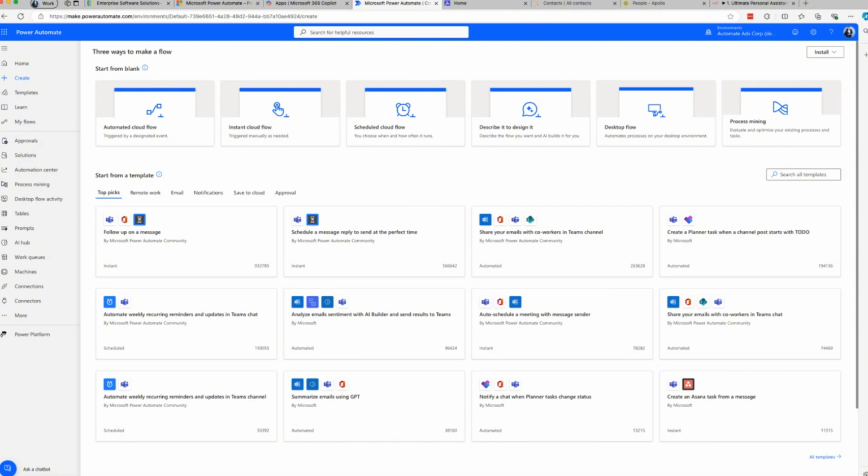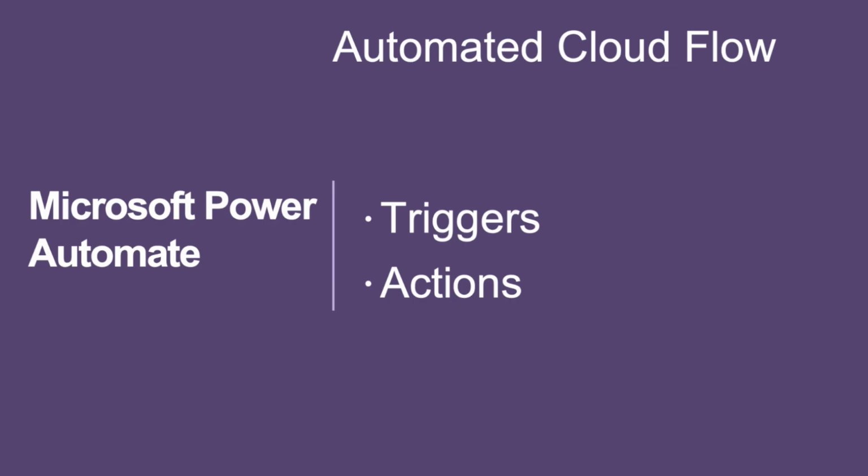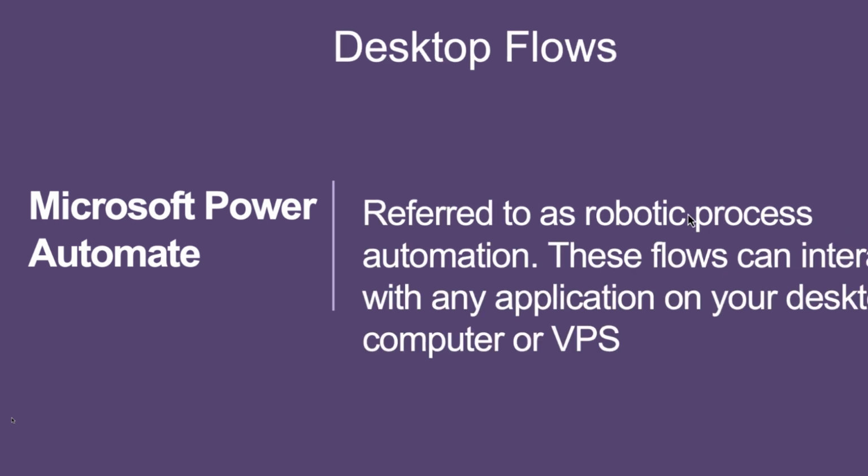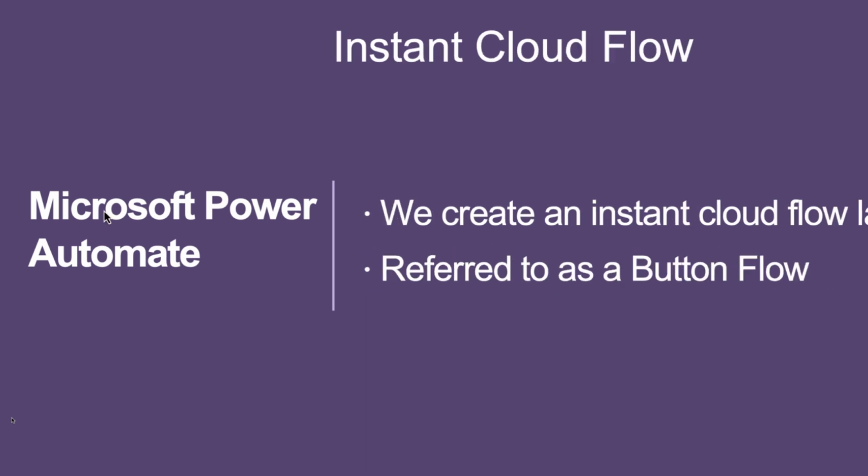So next up is the instant cloud flow, which is this one. Unlike the automated flow, this one is triggered manually by you. So you can think of it as an on-demand button. You create a button on your phone or your desktop, and when you press it, the flow runs. A good use case for this is a meeting recap button that sends a pre-written meeting summary to your team when you push the button. All right, so that's pretty much the instant cloud flow. You can also refer to it as a button flow. So that's that one.